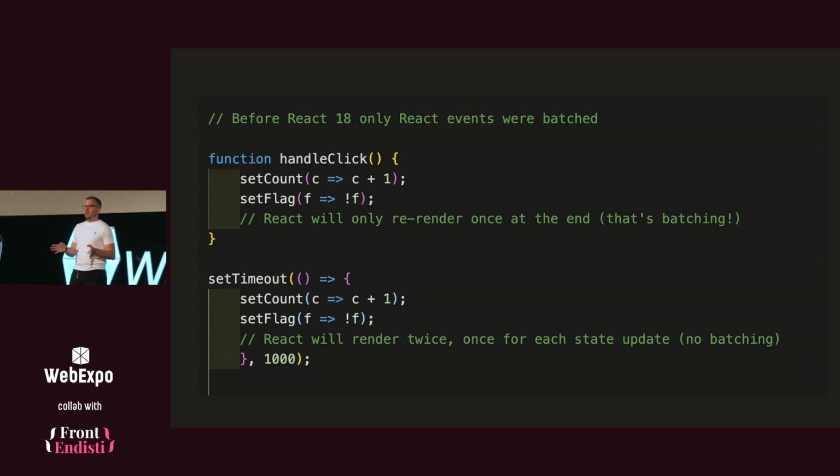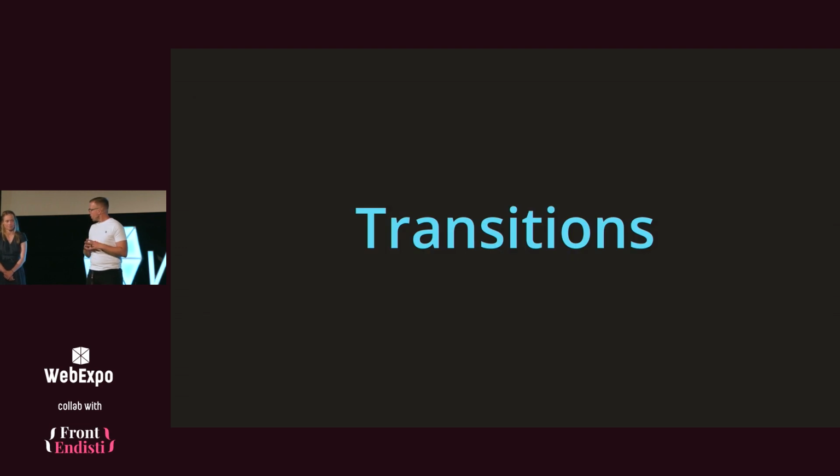But there might be a case where you want to opt out of this feature. In that case, you can use the new flushSync method. You can import it from react-dom, and you just need to wrap the setCount and setFlag calls in the flushSync method. In this case, it will behave exactly the same as React 17 or earlier versions. So that was all for automatic batching.